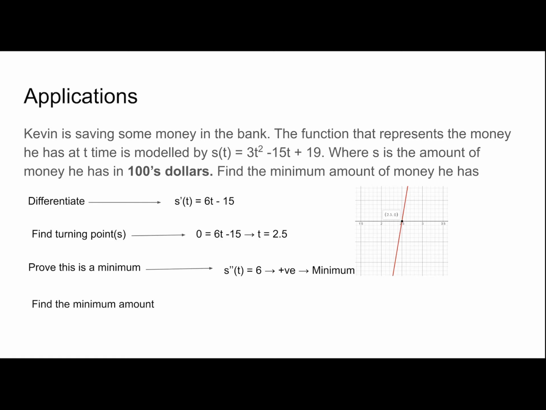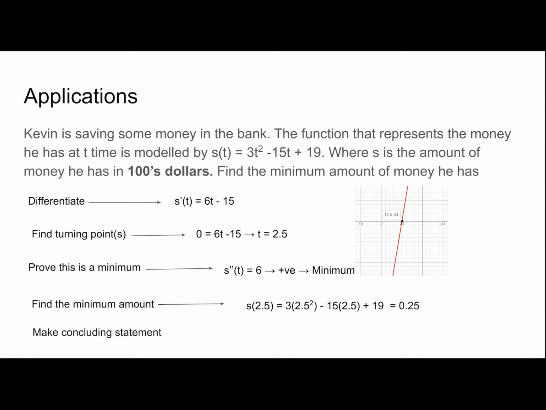So therefore, if you substitute the t of 2.5 back into the equation, you can find the minimum amount of money he has. Now it's basically just a matter of substitution. If we substitute 2.5 into the equation, we'll get our value to be 0.25. But note down, the question says it is the amount of money he has in hundreds of dollars. So we have to multiply our final amount by 100 to find the final answer.